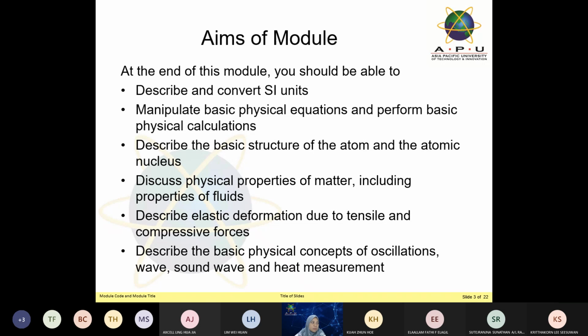Anything else? Discuss physical properties of matter, including properties of fluids. Okay. What is matter? Smallest particle of a chemical element that can exist. This one sentence is from Google. Okay, good. Matter is solid, liquid and gas. Which one do you like most? Solid, liquid or gas? Which one do you like most?